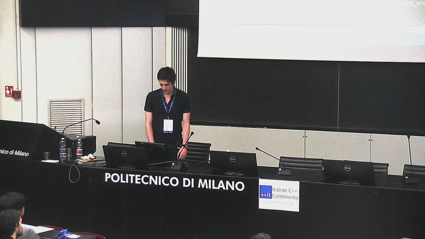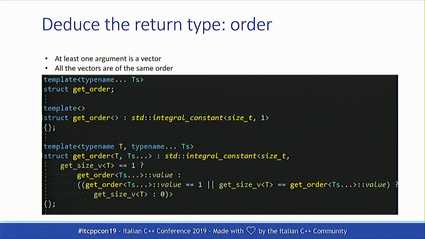First step to deduce a return type is to understand the order of the vector that we want to return. So a possible implementation with C++14 would be this one. We create a getOrder trait where we get our types. We try to see the size, and we try to understand between the size of the current element and the size of the remaining elements, which will be the order of our operation. Who thinks this is easily understandable? No one. Cool. We can improve this with C++17, again using the if constexpr operator.